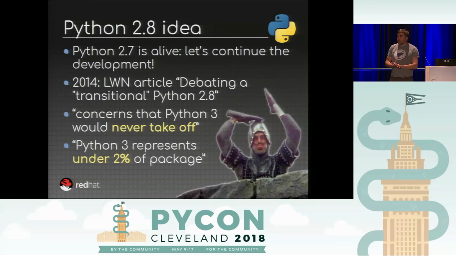After these discussions, I came up with a new idea. Okay, so maybe there are still a lot of Python 2 users. Maybe we can just continue the development of Python 2, because we can add new features, we can fork the project. And in 2014, there was an article on Linux Weekly News saying that we are still debating a transitional Python 2.8. So the concern was that Python 3 would never take off because, according to them, Python 3 only represents 2% of packages.